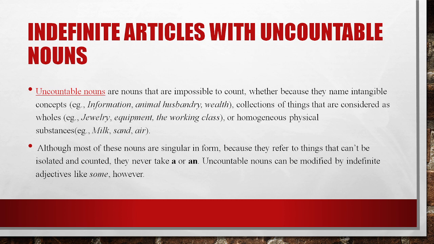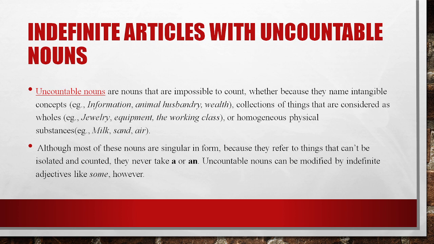Indefinite articles with uncountable nouns. Uncountable nouns are nouns that are impossible to count, whether because they name intangible concepts like information, animal husbandry, wealth, collections of things that are considered as wholes, jewelry, equipment, the working class, or homogeneous physical substances, milk, sand, or air. Although most of these nouns are singular in form because they refer to things that can't be isolated and counted, they never take a or an.